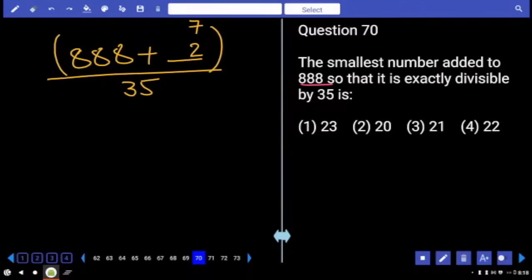To the number triplet, you have to add some number so that it is divisible by 35. If it is divisible by 35, it should be divisible by 5 also. So our total should end with either 0 or 5. So the number to be added should end with 2, so that 8 plus 2 ends with 0, or it should end with 7, 8 plus 7 ends with 5. So the answer should end with either 2 or 7. Go to options, only one final answer. Clear?